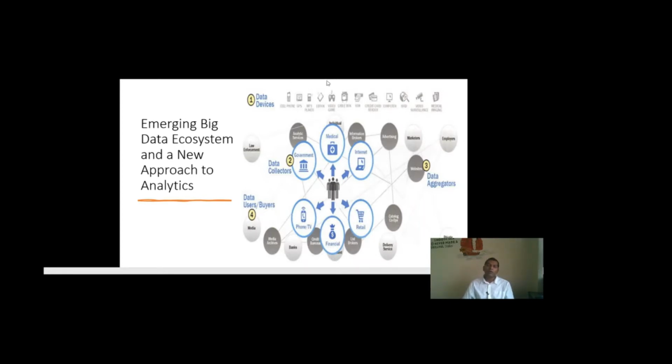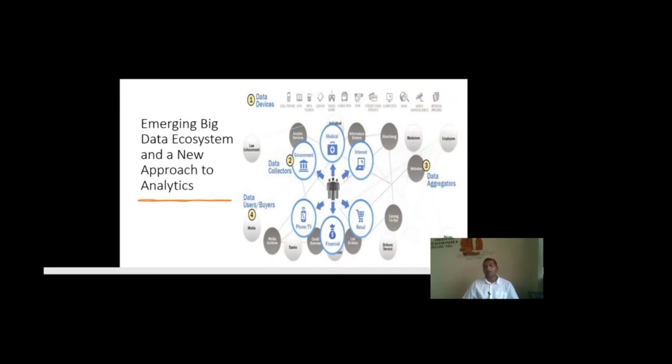We know the ecosystem. The process starts from data devices. These data devices will generate data, which we have already discussed. Then we have data collectors. Data collectors include the government, where tax related information, PAN cards, UID cards and so many IDs are held. With the help of these IDs, they classify the data and store it at a proper place with the data structures they have.